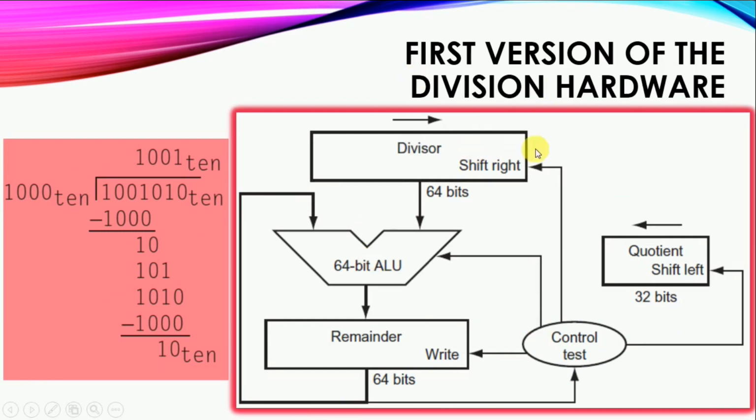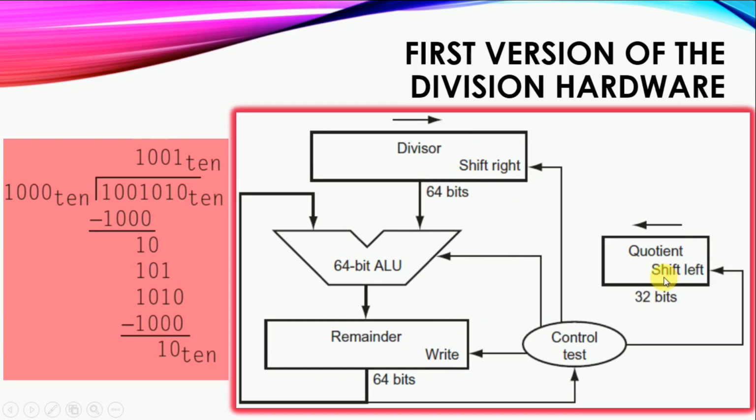This picture shows the first version of the division hardware. We need 4 different hardware units for the version 1 division algorithm. One register is to store the divisor, one register is to store the quotient, one register is to store the remainder, and an ALU is used to perform addition as well as subtraction between the divisor and the remainder.